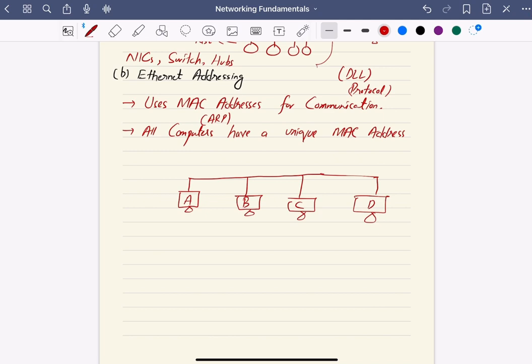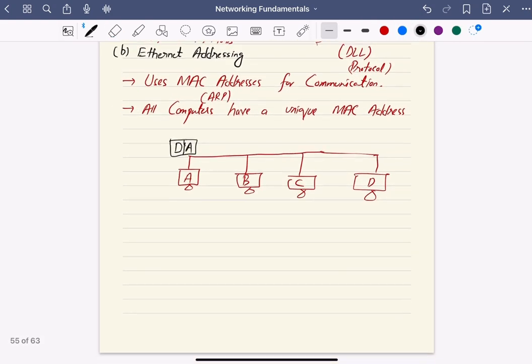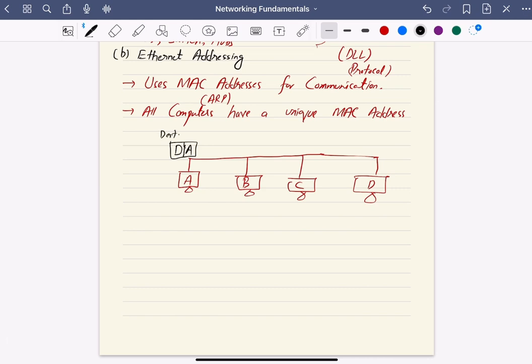Now let's say my computer A wants to send data to D. There should be a destination address and a source address. When we send Ethernet messages, Ethernet frames, we will see the Ethernet frames in a bit. In the frame, D is our destination MAC address, and A is going to be our source MAC address.